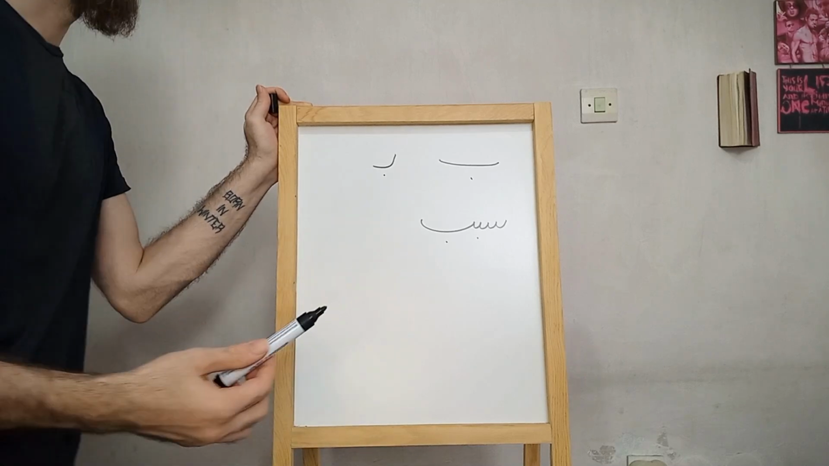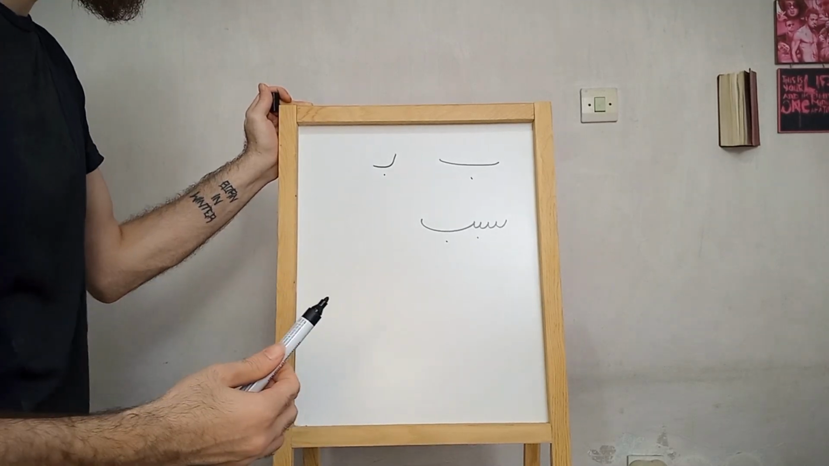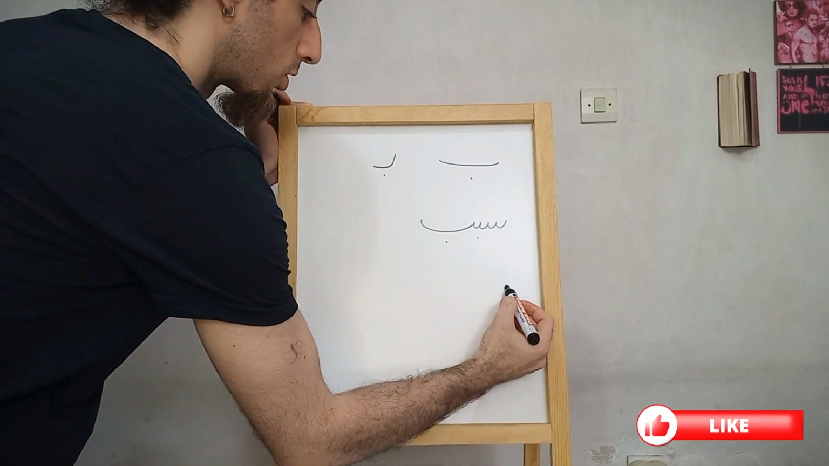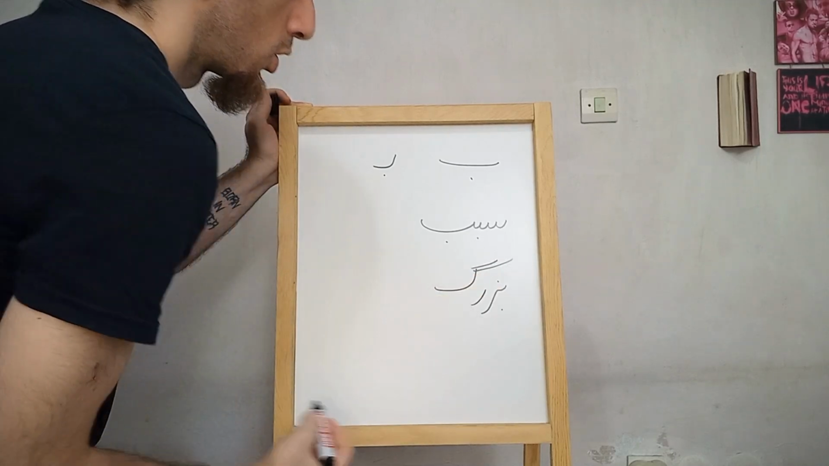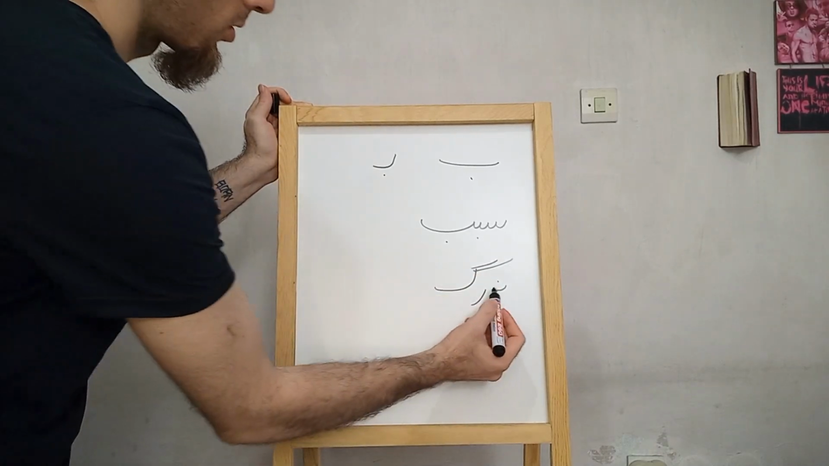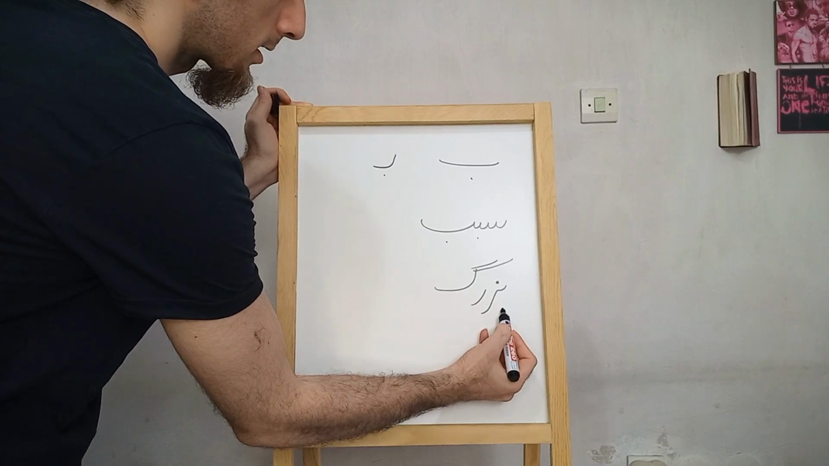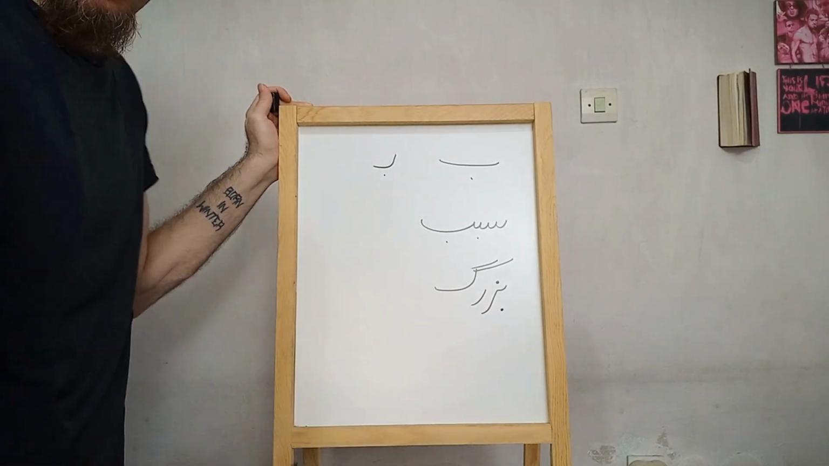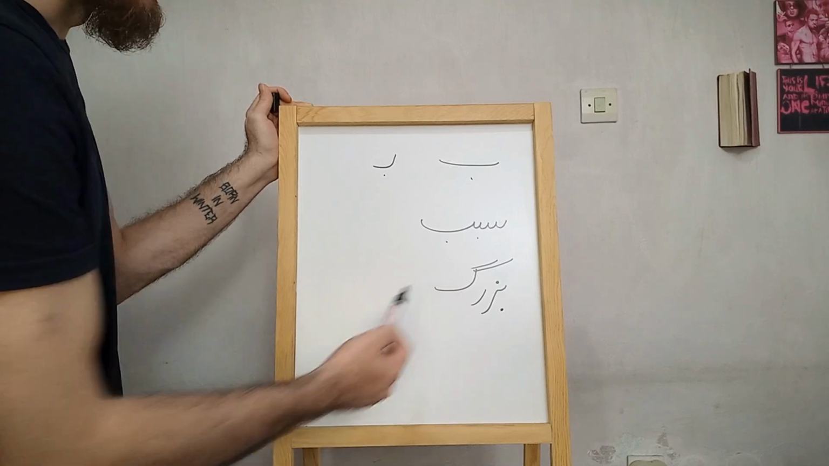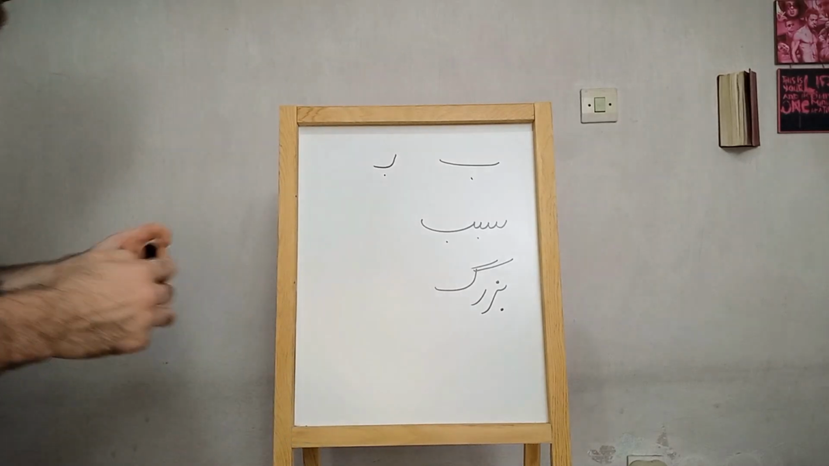So what if it's at the beginning? We had this, baba is one example. Another example would be bozorg. So one dot here, this is Z, this is B at the beginning, right? Bozorg, which means big.